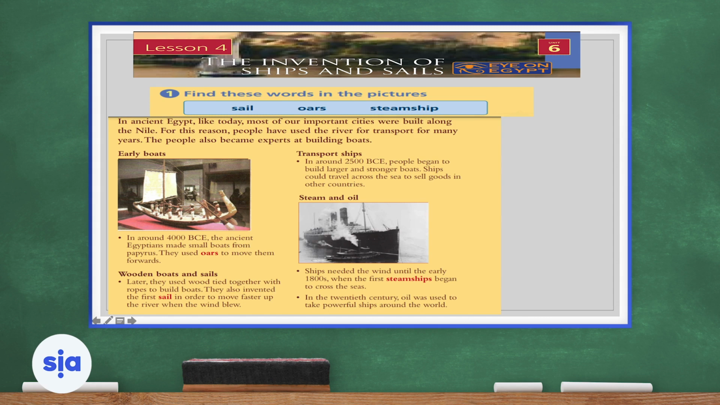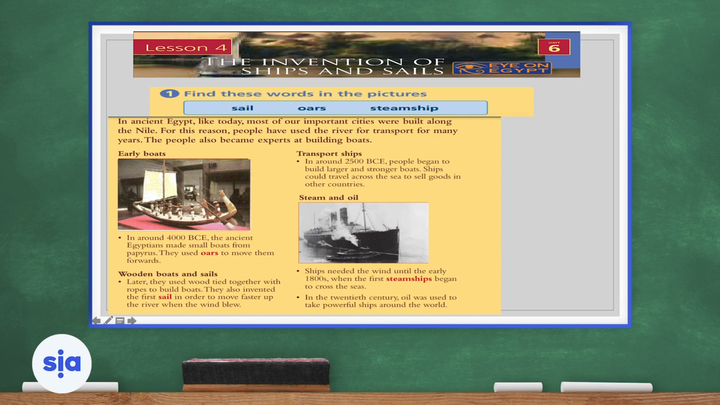In around 2500 BCE, people began to build larger and stronger boats. Ships could travel across the sea to sell goods in other countries. Now let's look at the picture at the bottom right hand side, steam and oil. Ships needed the wind until the early 1800s, when the first steamships began to cross the seas. In the 20th century, oil was used to take powerful ships around the world.